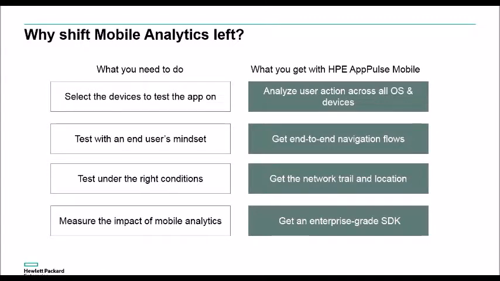So why are we considering shifting mobile analytics left, very early in the life cycle? Well, as a mobile tester, you need to take your requirements into account. First, you need to understand and select the devices to test the app on. You also need to start testing the app because of the importance of UX, as we've been mentioning earlier. You need to test from a user's mindset. And obviously, there's not just one profile of mindset. There are so many different mindsets. Test them under the right conditions, the timing, the context, the location of the end users. And I'm going to save the last one for a bit later.